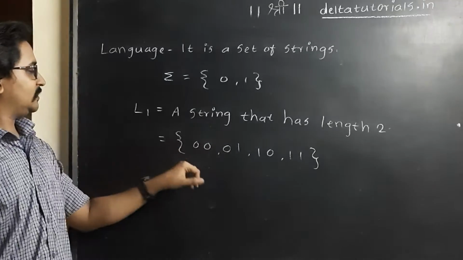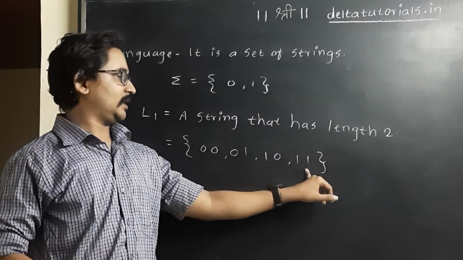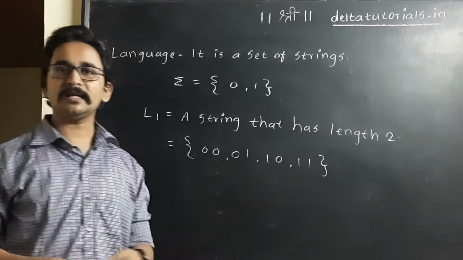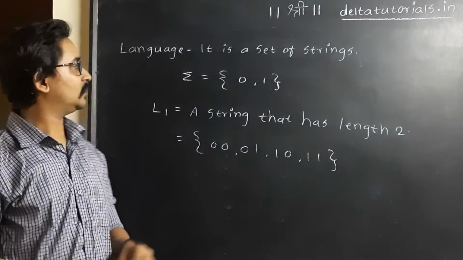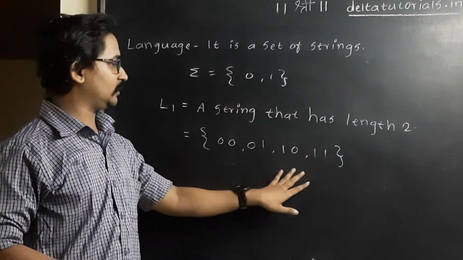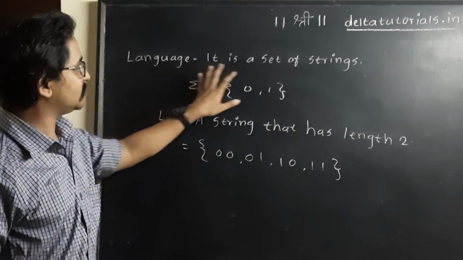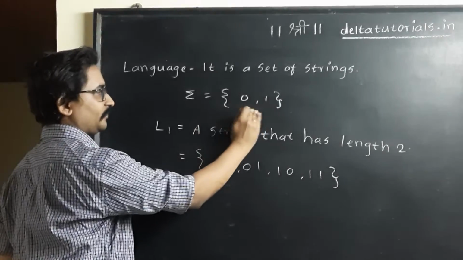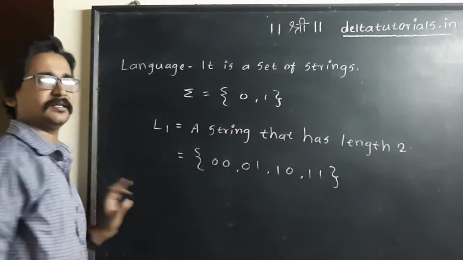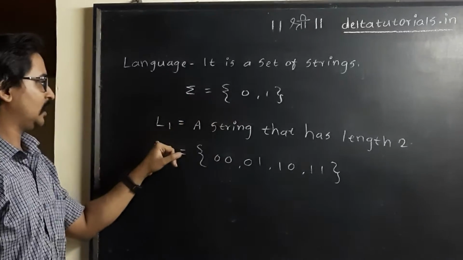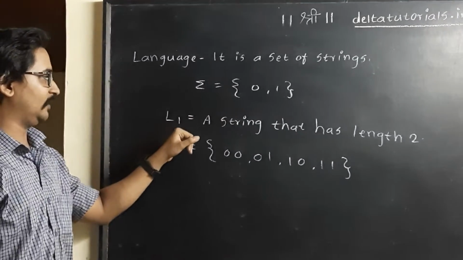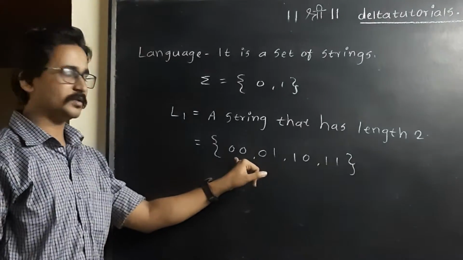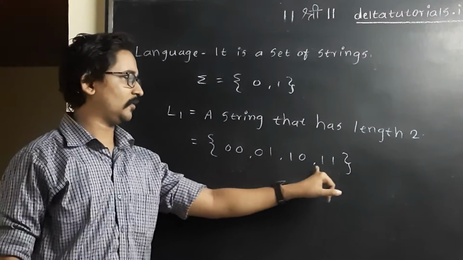If you observe in this language, 4 elements are present in this set. So this is a finite set, or we can call it a finite language. So basically here our example is over. Language is nothing but a set of strings. This was the set of alphabets, or you can call it the symbols defined over sigma, and we have considered this example L1 as strings that have length 2. So we have got 0 0, 0 1, 1 0 and 1 1.